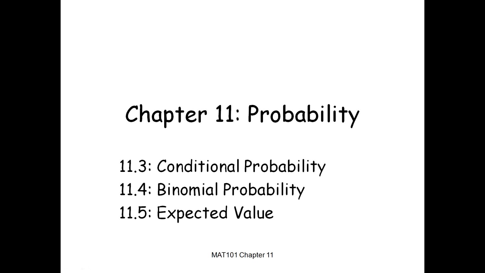We are here to discuss Chapter 11, the second part of Chapter 11, sections 11.3, 11.4, and 11.5. Now, the first part of Chapter 11 introduced us to the concepts of probability. And the second part of Chapter 11 is going to be about conditional probability, binomial probability, and expected value. We're going to be illustrating these with a lot of examples and problems from the text, so you want to be sure to have your text handy.